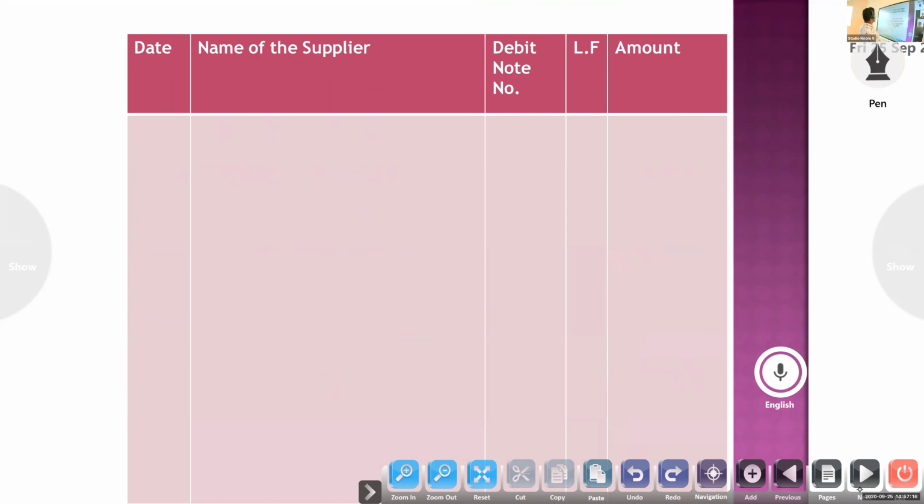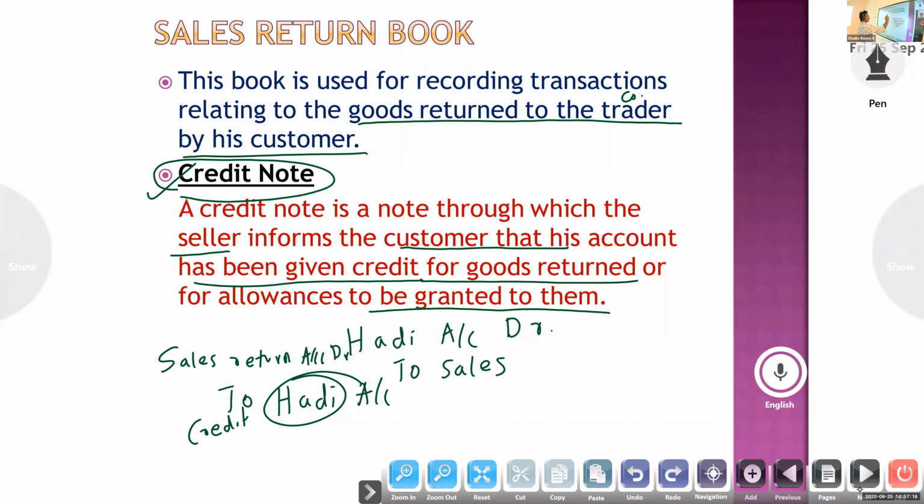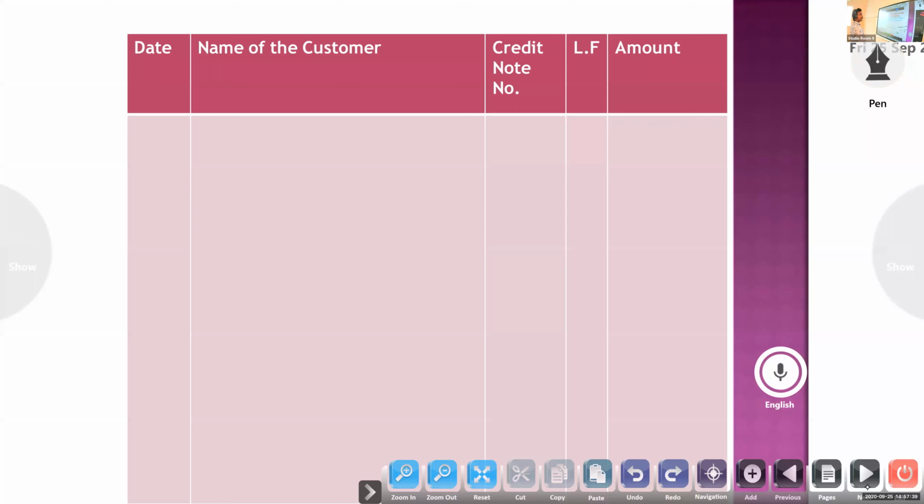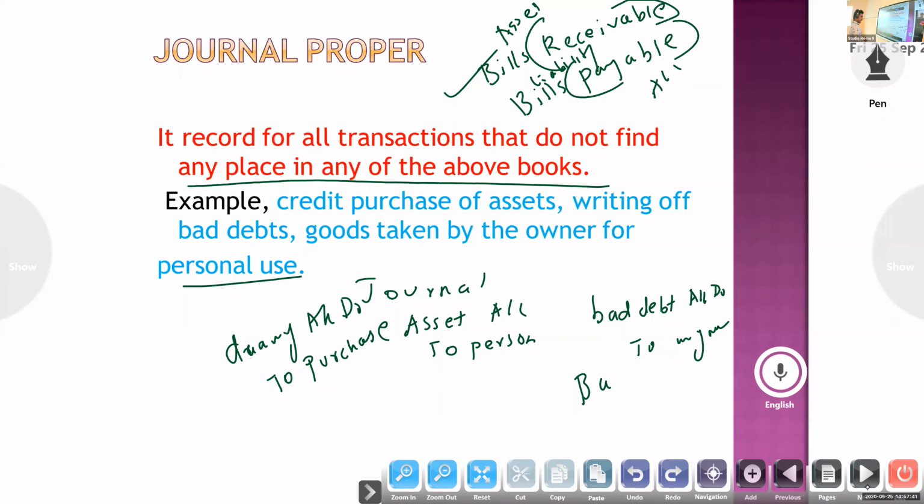Next, sales return. It is used for recording transactions relating to goods returned to the company by its customer. In this case, we have to debit the customer's account. The credit note is a note through which the seller informs the customer that his account has been given credit for the goods returned and for the allowance to be granted. Then last, the journal proper. Everything other than the cash book, purchase, sales, purchase return, sales return, bills receivable and bills payable, we record in the journal proper.